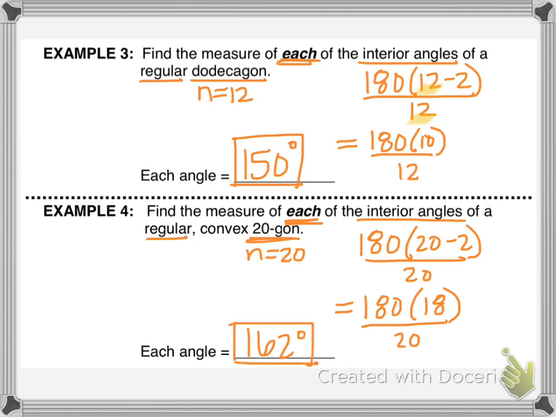Now, I want you to compare these two numbers real quick, the 150 from example 3 and the 162. The 20-gon has more sides than the dodecagon, and each interior angle is a little bit more than each interior angle of a regular dodecagon. So as you increase the number of sides in a regular polygon, that interior angle is going to increase.